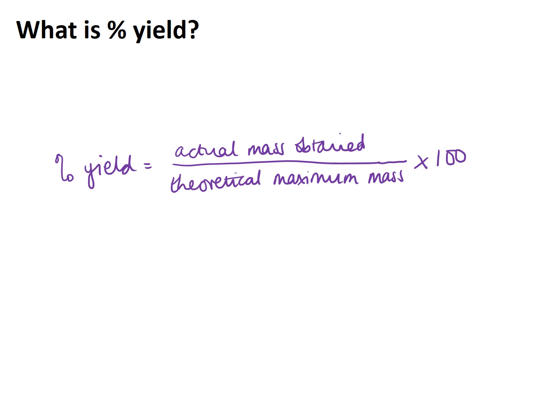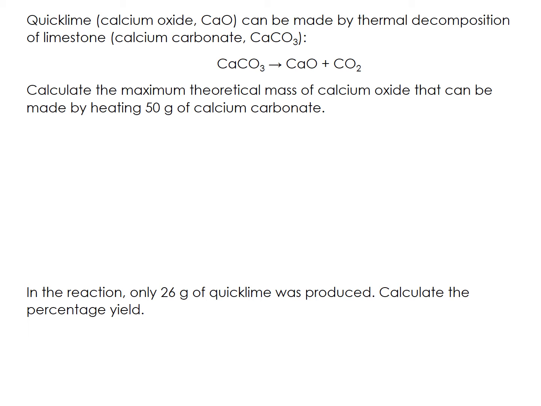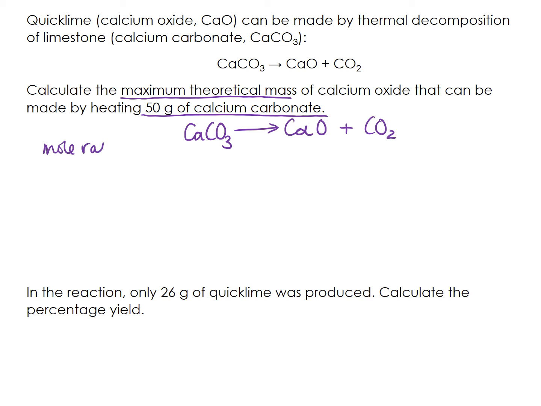Let's do an example to illustrate this. In this example, quicklime, calcium oxide, can be made by thermal decomposition of limestone, and there's an equation there. The question says calculate the maximum theoretical mass of calcium oxide that can be made by heating 50 grams of calcium carbonate. So just as with any other reacting mass calculation, start off with the balanced equation. CaCO3 produces CaO and CO2, and the mole ratio for that is therefore 1 to 1 to 1.